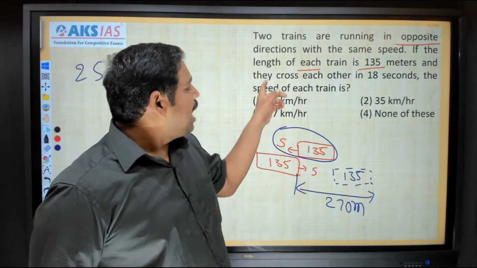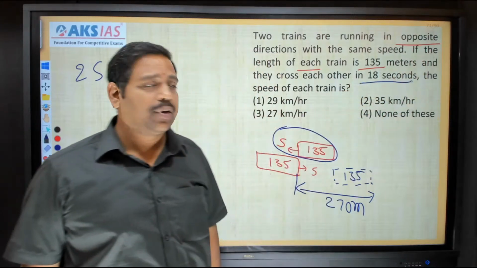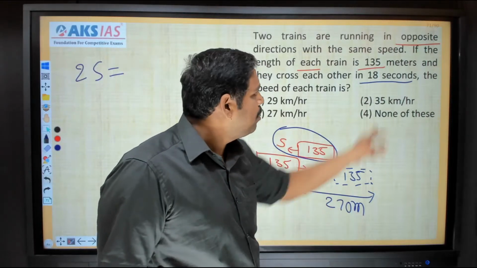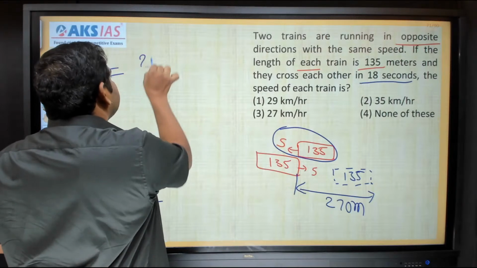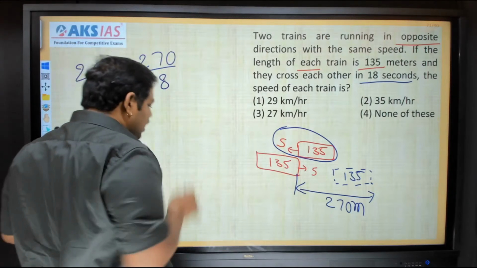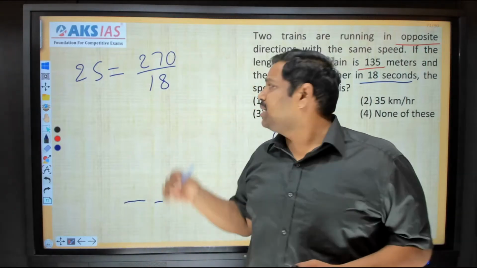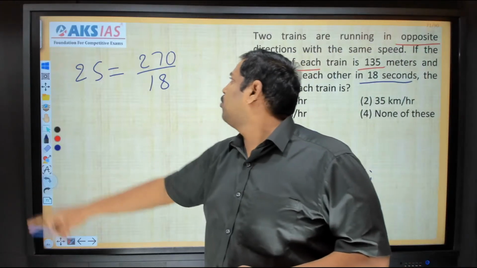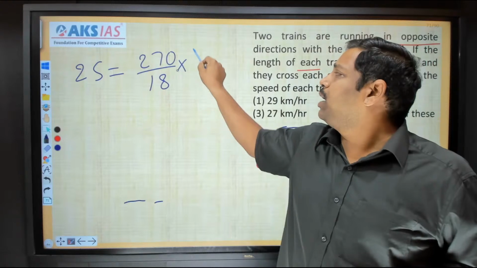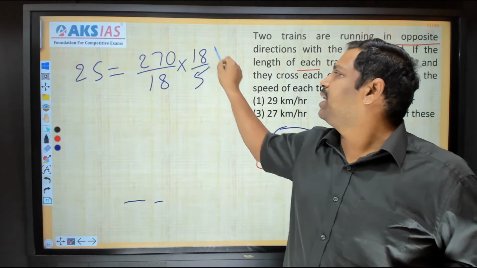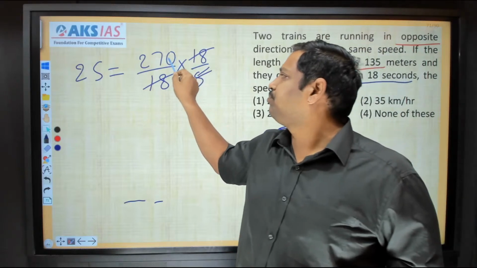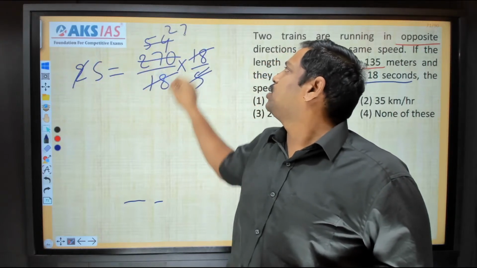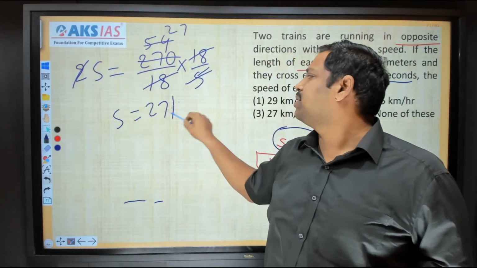How much time it required? They cross each other in how much time? 18 seconds. The speed of each train is, very simple, it has traveled 270 meters in 18 seconds. That means speed is 270 by 18. But the point we should notice here is options are in terms of kilometers per hour, but this is in meters and this is in seconds. I don't like it. So I want to convert it into kilometers per hour by multiplying with 18 by 5. 18 cancels, 5 ones are 5, 54s. 2 ones are 2, 27s. So speed of the train is nothing but 27 kilometers per hour.